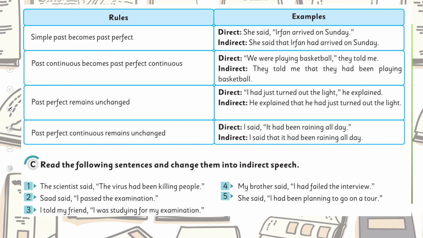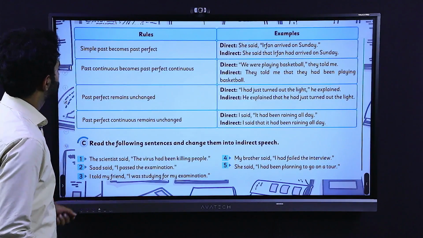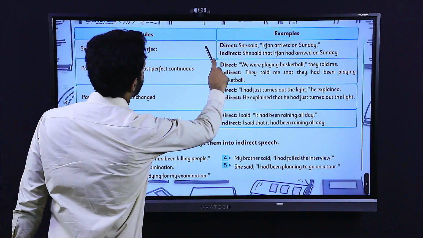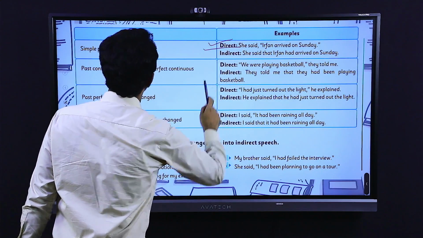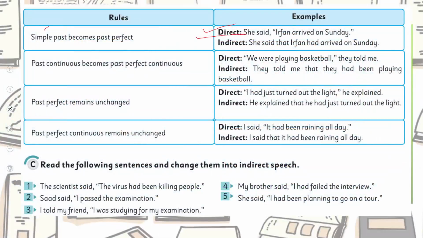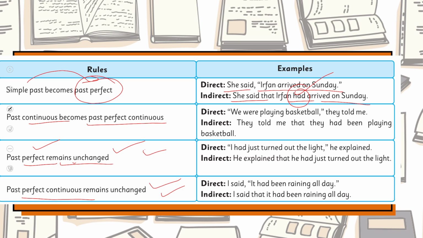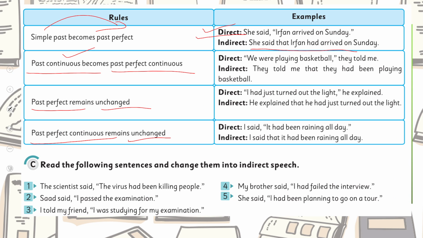All right. Simple past, if you have a sentence of direct speech, reported speech in the simple past, you will change it into past perfect. She said Irfan arrived on Sunday. She said that Irfan had arrived on Sunday. You will use past continuous for past. It will become past perfect continuous. Past perfect remains unchanged. Past perfect continuous also remains unchanged. So these rules are actually repeating over here. I have revised for you.